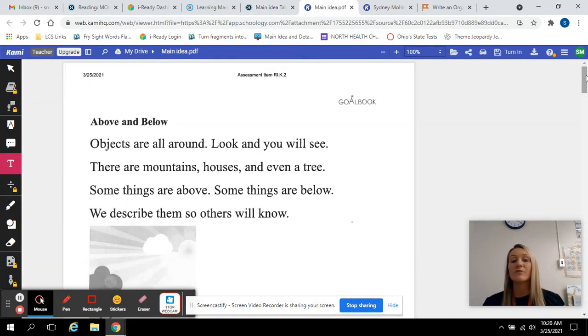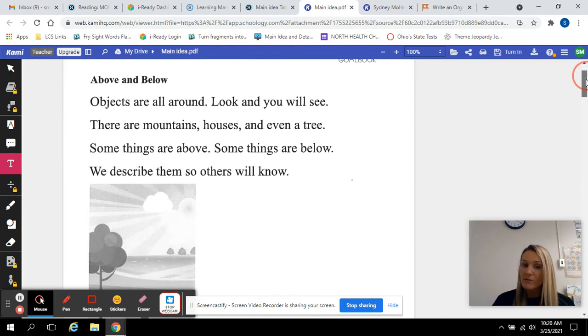We're going to read a story called Above and Below, so keep that in mind. One of the places you can find main idea is in the title. You can also find it in the first and last sentences, pictures, and words that are used repeatedly. So keep those in mind while we are reading.